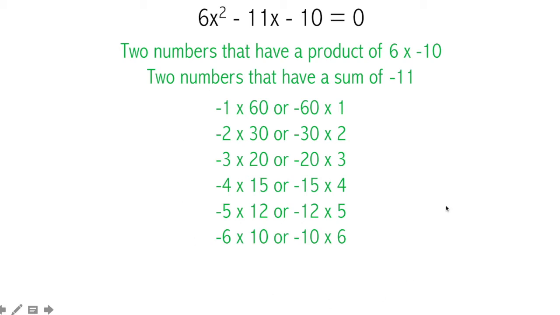So these are all the numbers that have a product of minus 60. Minus 1 plus 60 is 59, minus 59, 28, minus 28, 17, minus 17, 11, minus 11. So we actually find an answer. We find two numbers that have a product of minus 60 and also have a sum of minus 11, because minus 15 plus 4 is minus 11 and 4 into minus 15 is minus 60.